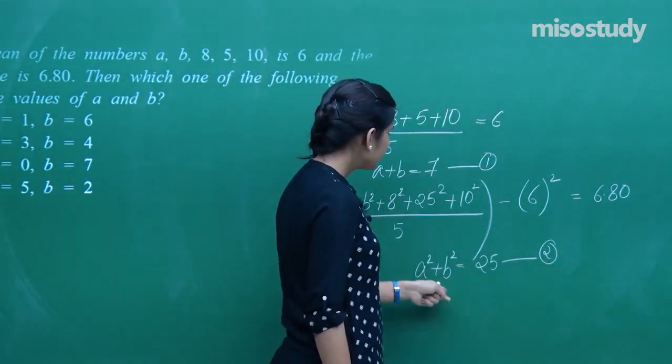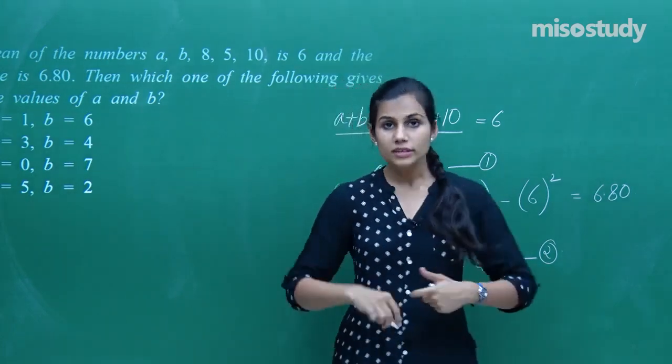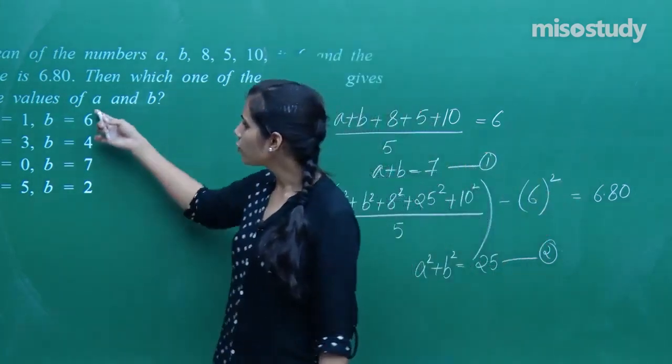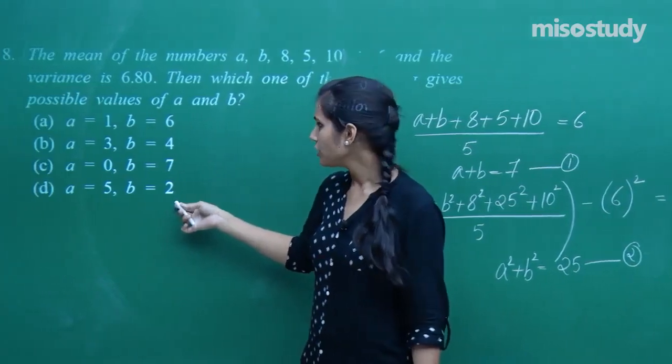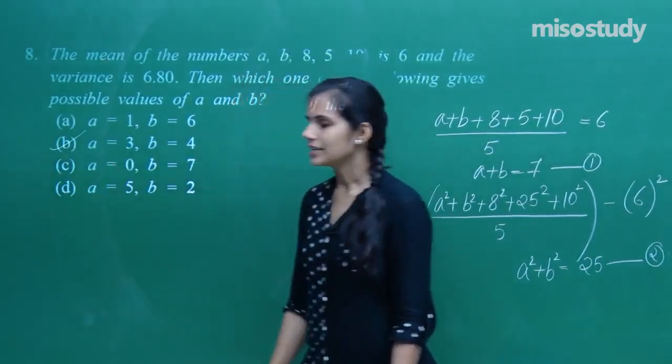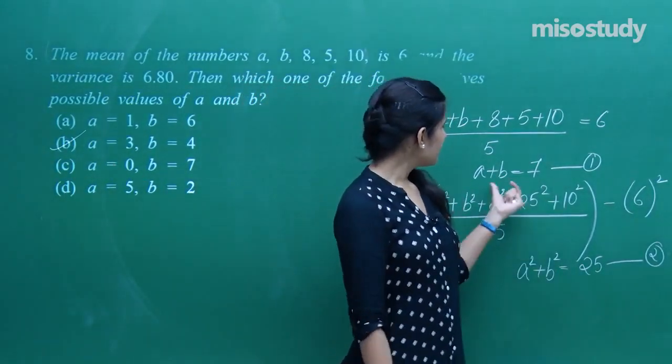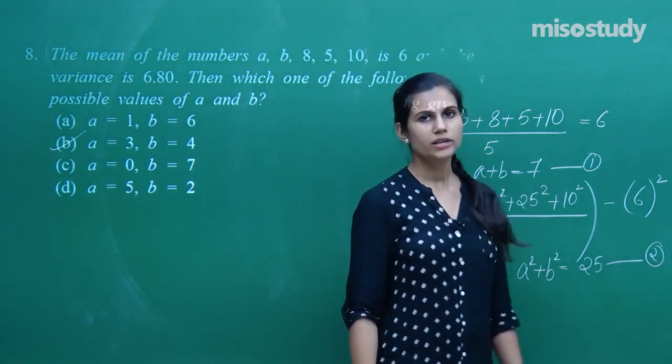Which is that a and b which is going to satisfy both of them. Now you don't need to move in a random direction. There are already 4 pairs of a and b given to you, and you can see a equals 3, b equals 4 satisfies both the relationships. 3 plus 4 is 7 and 3 square plus 4 square is 25.